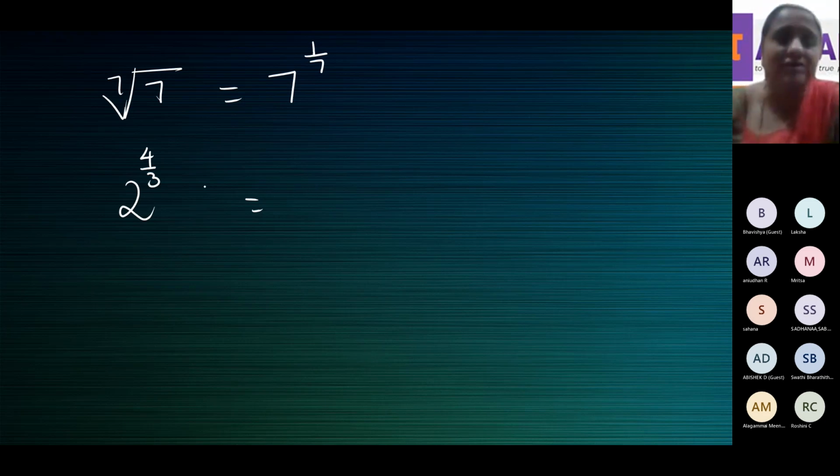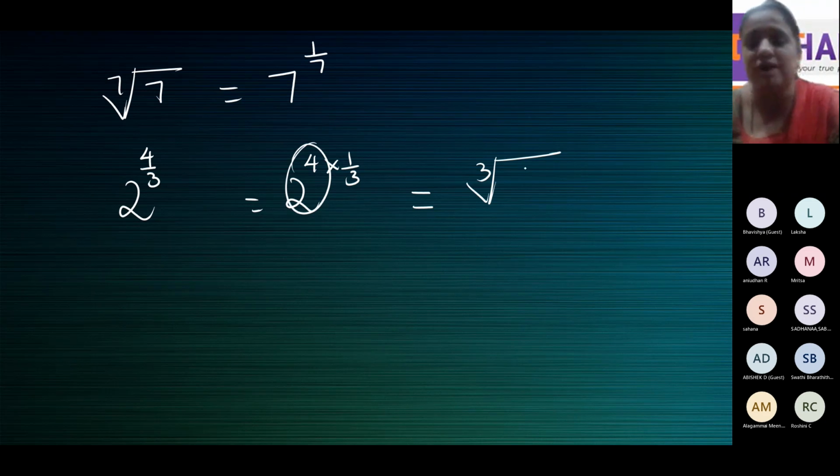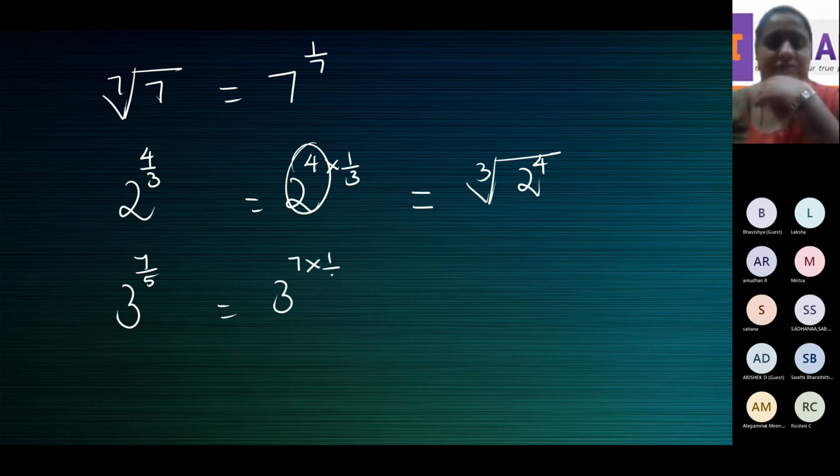Okay, so you must first write this one as 2 to the power 4 into 1/3. First write 4/3 as 4 into 1/3. Now 1/3, so it will be cube root. And write this 2 to the power 4 as the radicand. Now supposing 3 to the power 7/5. This should be written as 3 to the power 7 into 1/5.